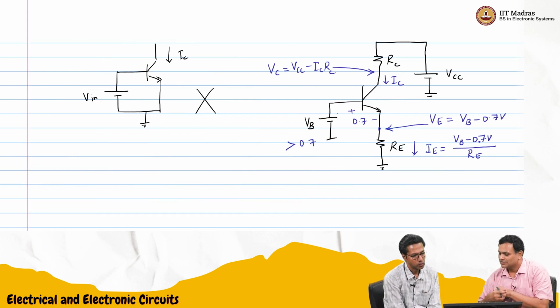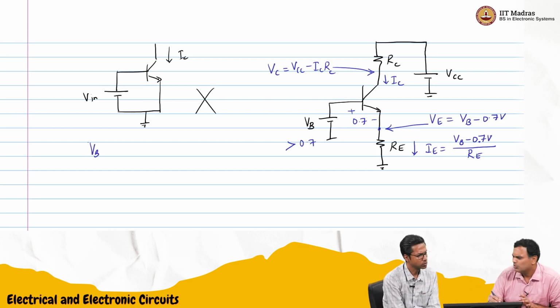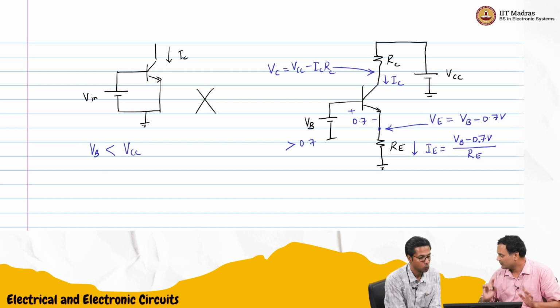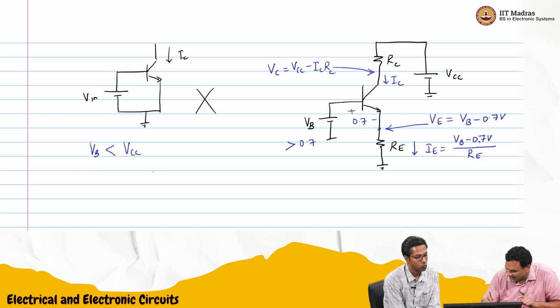How do we do that? VB is going to be very small compared to VCC. So we can use a resistive divider, no? That's a solid circuit that works for this. So VB is less than VCC. Okay, so use a resistive divider. Nice. I like that idea.